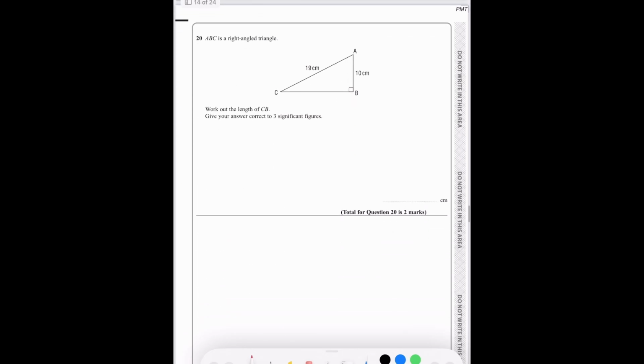Question 20. ABC is a right angled triangle. Work out the length of CB. So this is Pythagoras. We know A squared plus B squared equals C squared, and the longest one is always C. So we know the longest. So this is going to be 19 squared minus 10 squared, because we know the longest, which gives us 261. And the square root, because that would be C squared, the square root is going to be the square root of 261, which is 16.2.